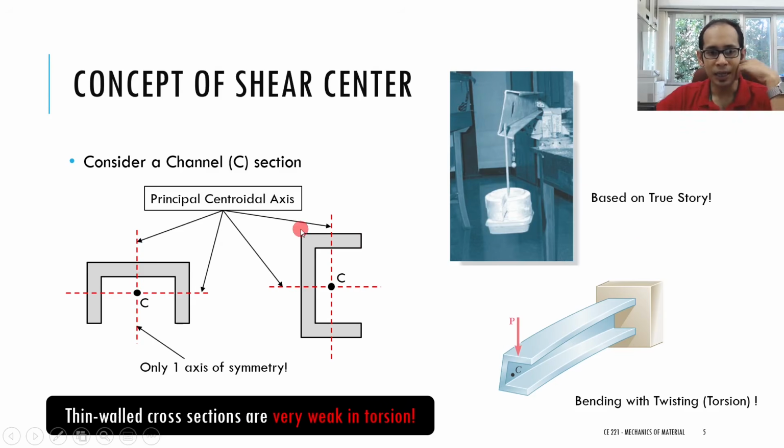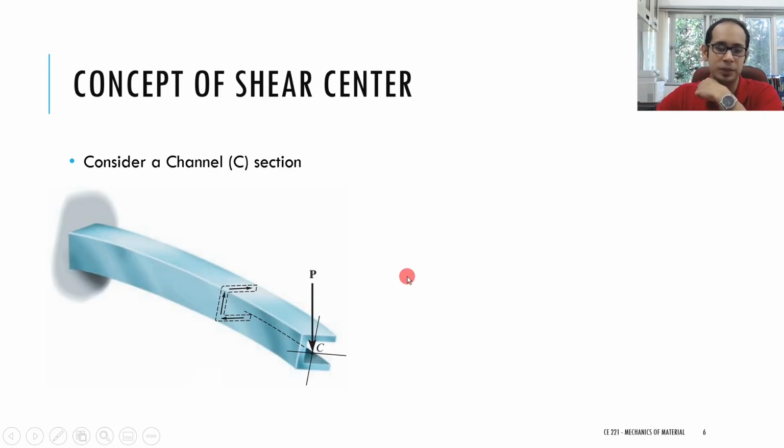Because if this section is thin walled, it undergoes a significant amount of torsion, and thin walled sections are essentially very weak in torsion. That's why we need to take into account, or learn about, this concept of shear center when we talk about thin walled sections which have only one axis of symmetry. Now let's see why it happens.